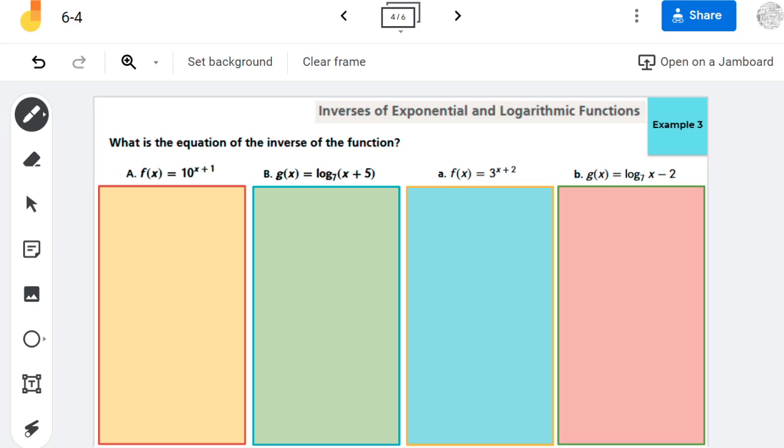In today's video, I'm covering example 3 from section 6-4 in the SavvasRealize Algebra 2 textbook. The goal of today's video is to understand the inverses of exponential and logarithmic functions.